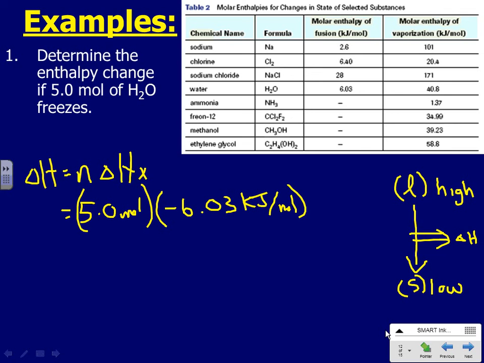Fusion is melting or freezing. It's just the sign is different depending on which way you're going. Vaporization would be to boil it, or to condense it. Either way, you'd have to pick the sign depending on whether you're going from high energy to low energy or the other way. Okay? All right. Well, now we've got 5 times negative 6.03, which isn't too tricky.